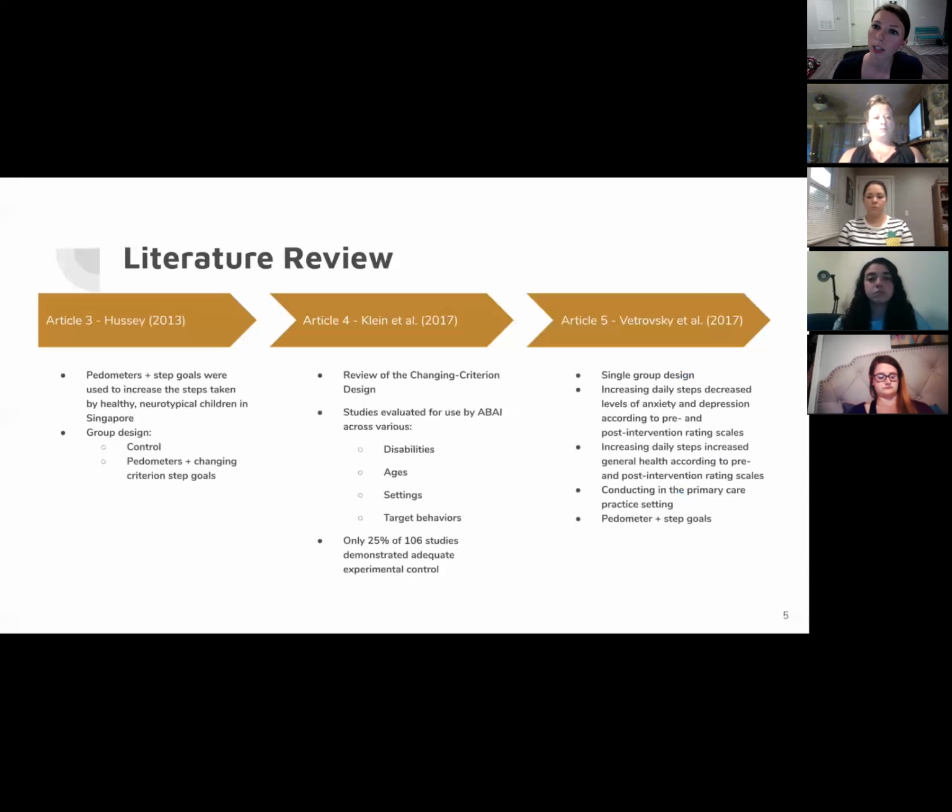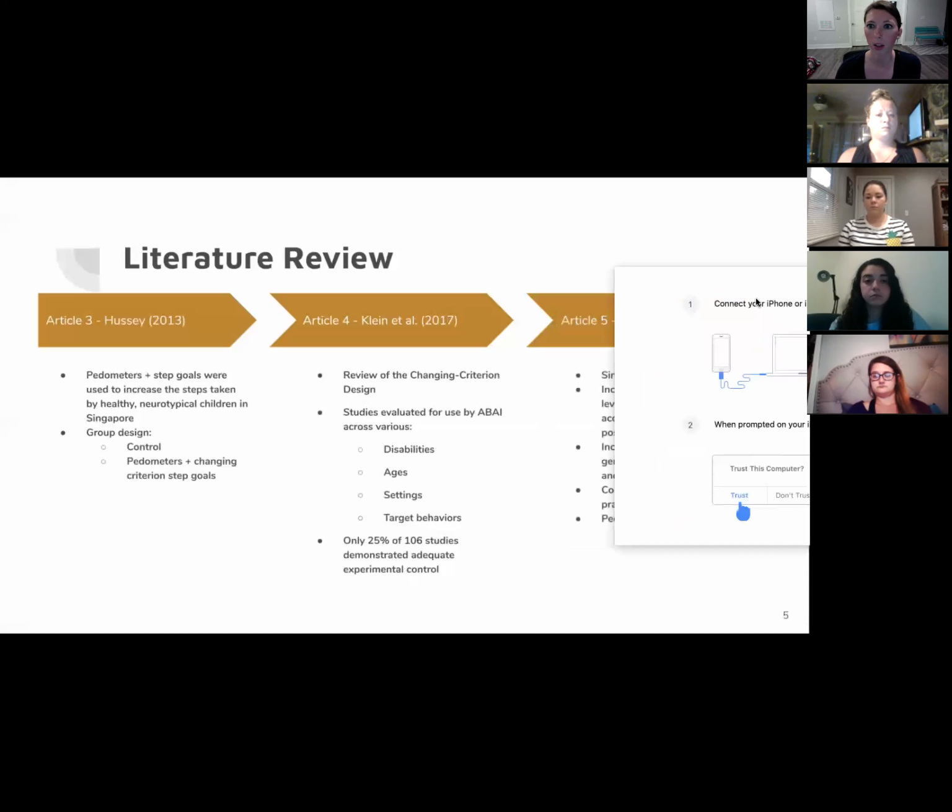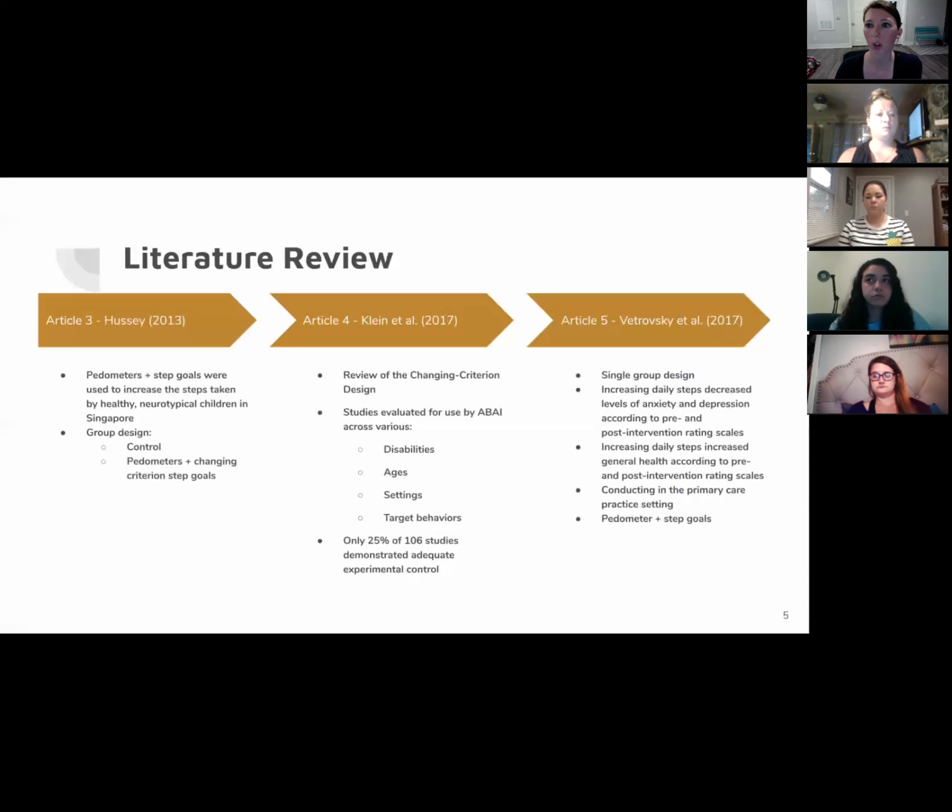The next article we digested was a comprehensive review of studies that have used the changing criterion design. This was important for us to read because we used a changing criterion design in our study. And the article by Klein, Houlihan, Vincent, and Panahan discussed many of the pitfalls and inaccuracies that are seen in changing criterion designs in the literature. They reported that out of 106 articles, using a total of 267 changing criterion design graphs, only about 25% of them demonstrated adequate experimental control.